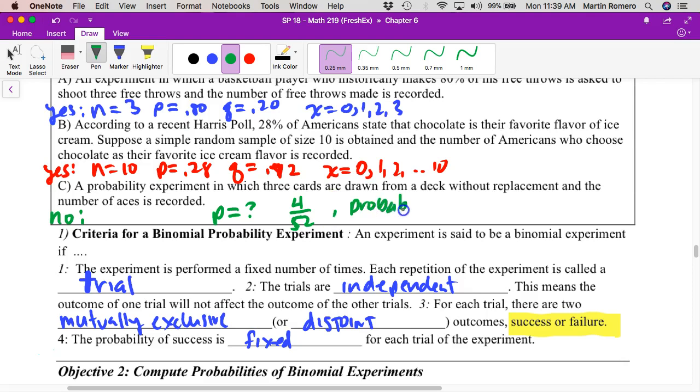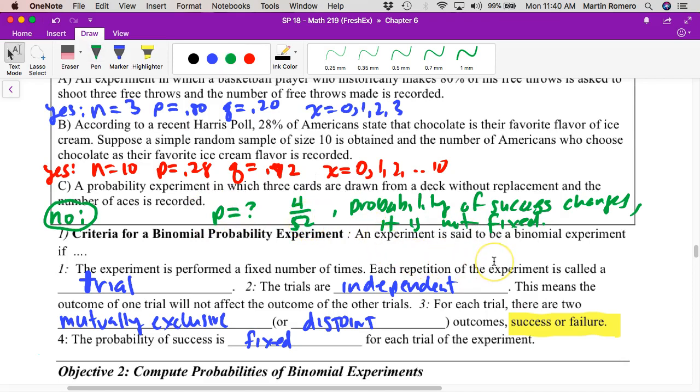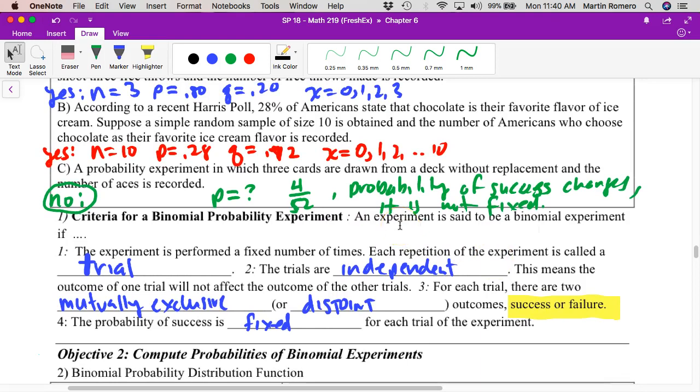Let me make a note of that. Probability of success changes because once you pull one card without replacement, it changes the probability. Probability of success changes. We could say it is not fixed. That's why the answer is no. It is not fixed, and that's why, because it will change. You have 52 cards, then 51 cards, so the probabilities will end up changing. And so that's our introduction to binomial probability experiments.